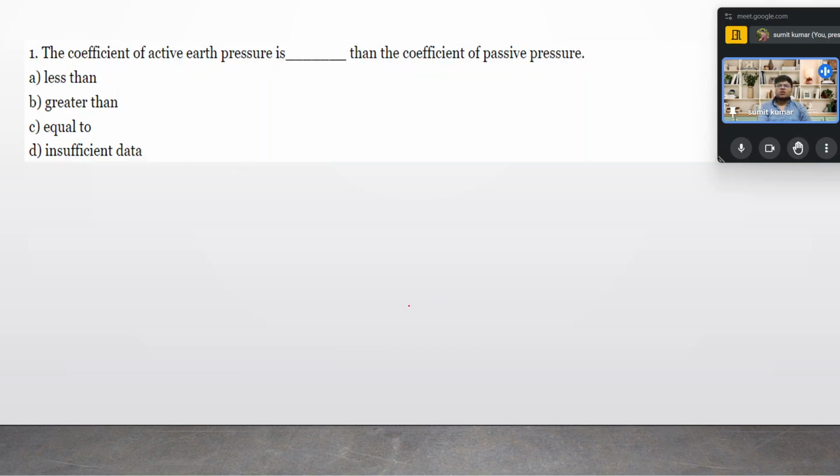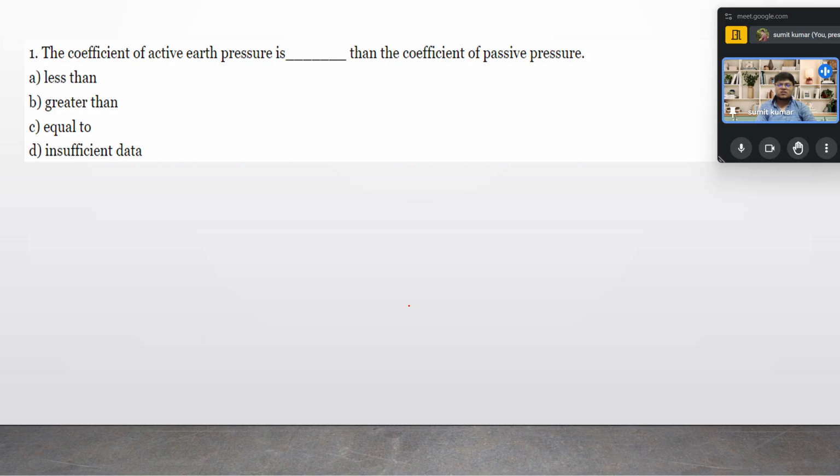As we move to the next problem, which asks that the coefficient of active earth pressure is blank the coefficient of passive earth pressure. As you have seen, for 30 degrees, you can check using your calculator. You check 1 minus sin 30 by 1 plus sin 30, that is going to be 1 by 3. And when we calculate 1 plus sin 30 by 1 minus sin 30, that is going to be 3. And both are the inverse of each other.